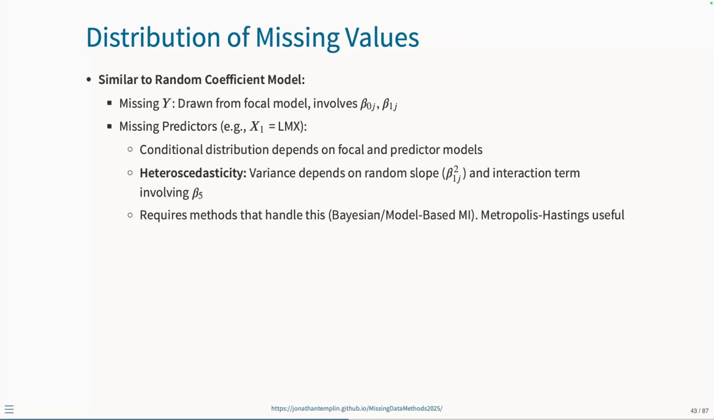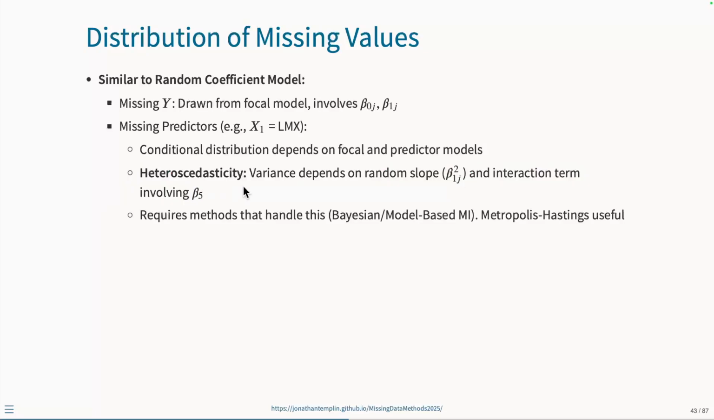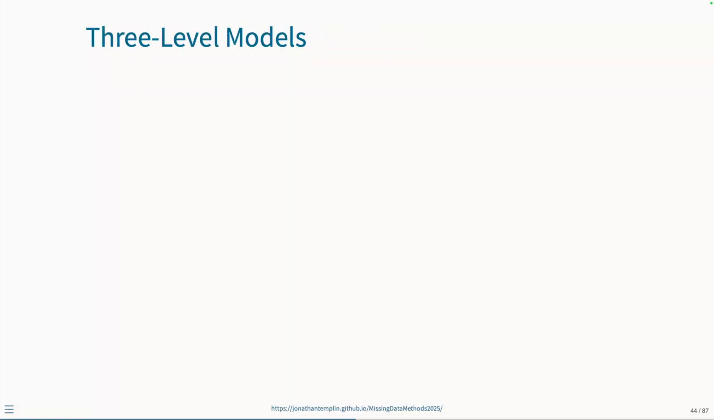And then we get the distribution of missing values, similar to the random coefficient model here. The variance depends on the random slope in the interaction term. So it is very difficult, and I like this. Metropolis Hastings is useful. Yeah, go use JAGS.